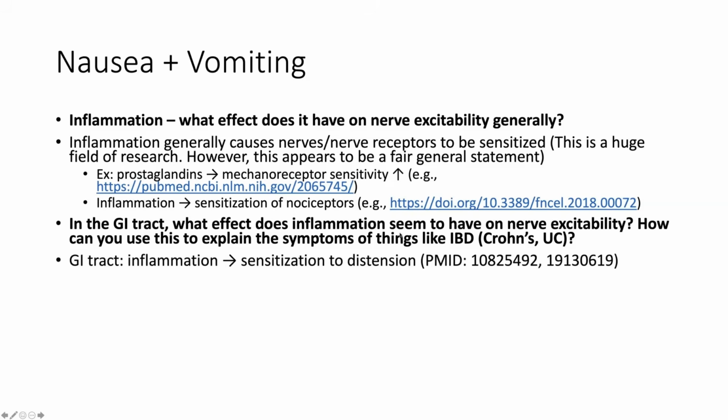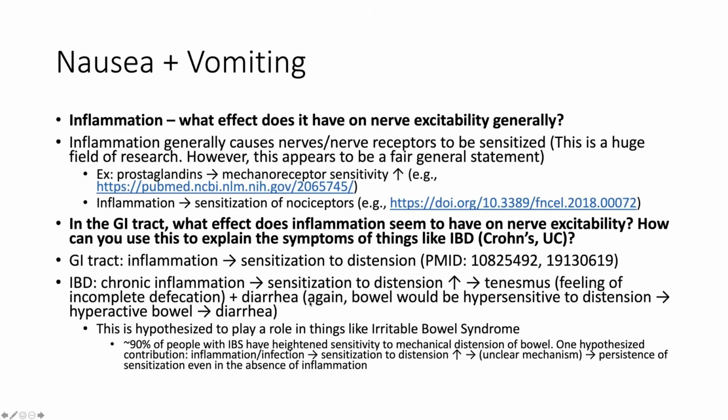Yeah, nausea, cramping, diarrhea. So inflammation leads to sensitization to distension, right? There are a number of papers on this, if you want to look at the PubMed IDs. This is what they are. I didn't really know this, but one of the thoughts for why the symptoms of IBD happen is that you get chronic inflammation, which causes you to become more sensitive to distension.